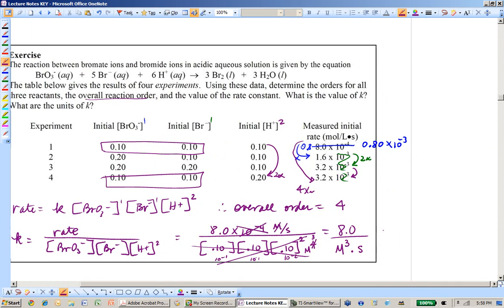Okay, there's many ways to write this. Different books write it different ways. Even the AP exam sometimes writes it different ways. So let's just talk about all the different ways grown-ups don't get along. 8.0 everybody agrees on. So I could call that mole per liter cubed seconds. I could call it mole cubed liter minus 3 seconds minus 3.